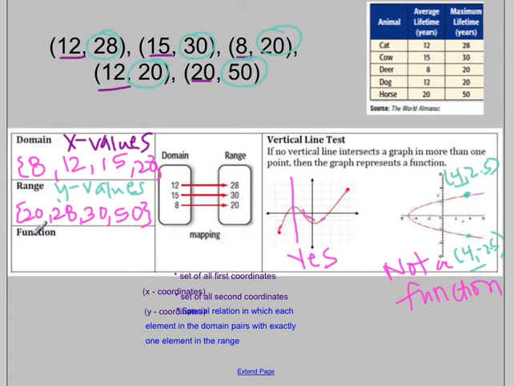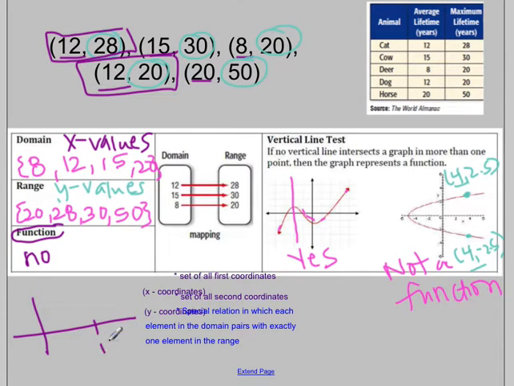So, to cover this question here for my example, I have 12, I have 15, I have 8. Those are all different. But then I go to 12 again. So would this one be a function? No, and that's because my x value repeats. Okay, and graphically, if I were to look at this, say this is 12, and then just for instance, this would be 12, 20, and let's say this is 12, 28. Would that pass my vertical line test? No, it would touch both points at the same time.